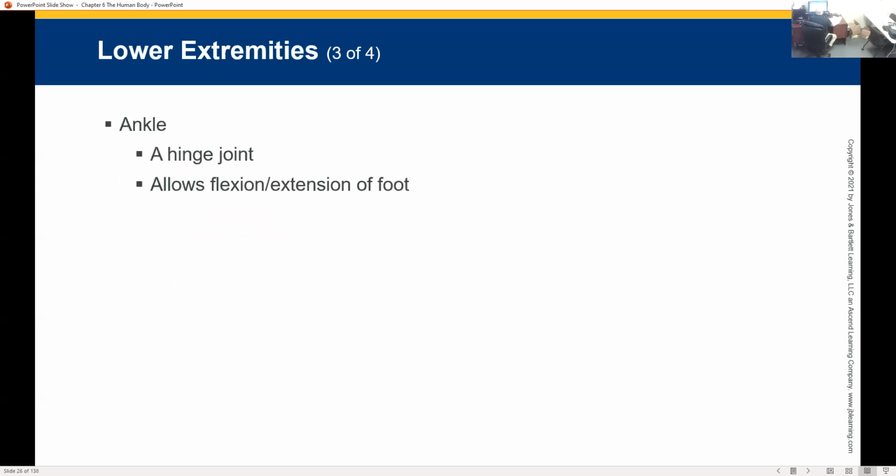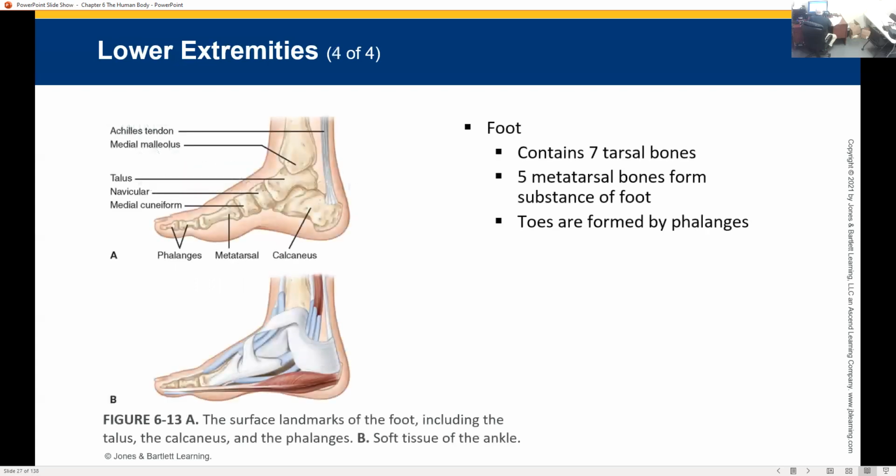So the ankle itself is a hinge joint. We've already talked a little bit about that. You have 7 tarsal bones. And you have the tarsals, the metatarsals, and the phalanges, just like you do in your fingers. So the hand is the carpals, metacarpals, phalanges, and the lower extremity, or the foot, is the tarsals, the metatarsals, and the phalanges.